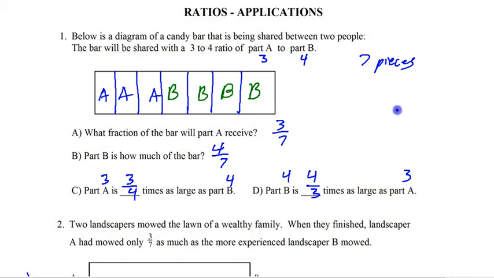If you don't trust me, let's look at it. A is 3/4 times B. How many pieces does B have? 4. And if you cancel it, you get 3. Part A gets 3. That's it. So if you know the ratio, you know how many times larger one is than the other.